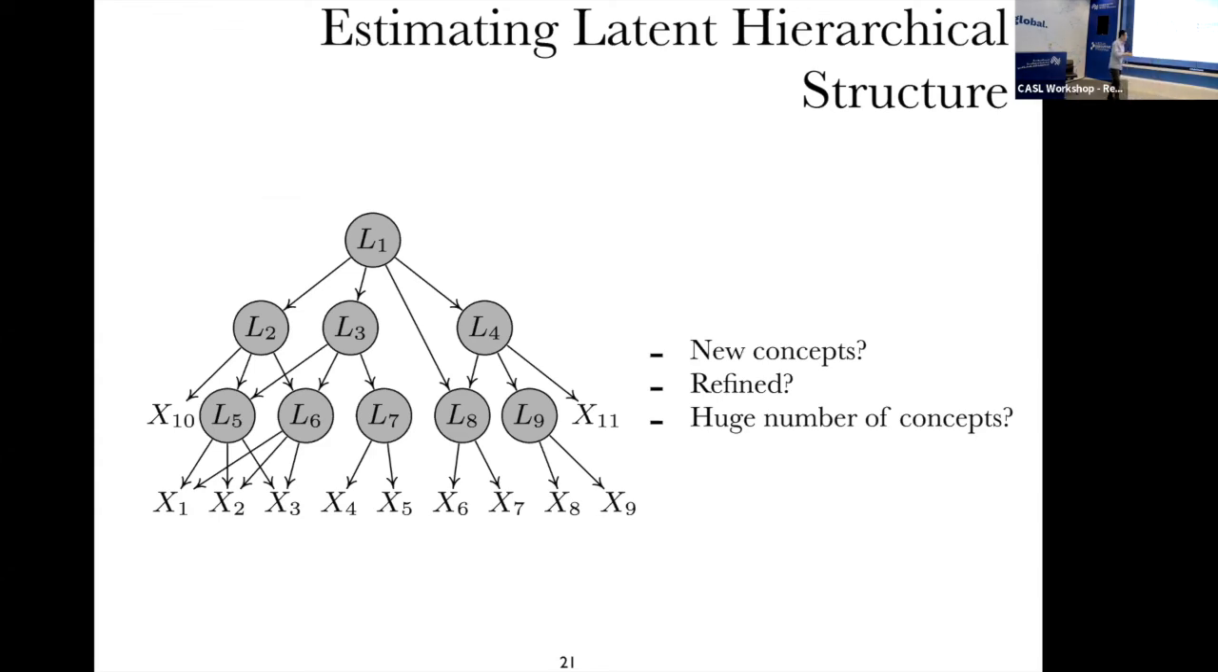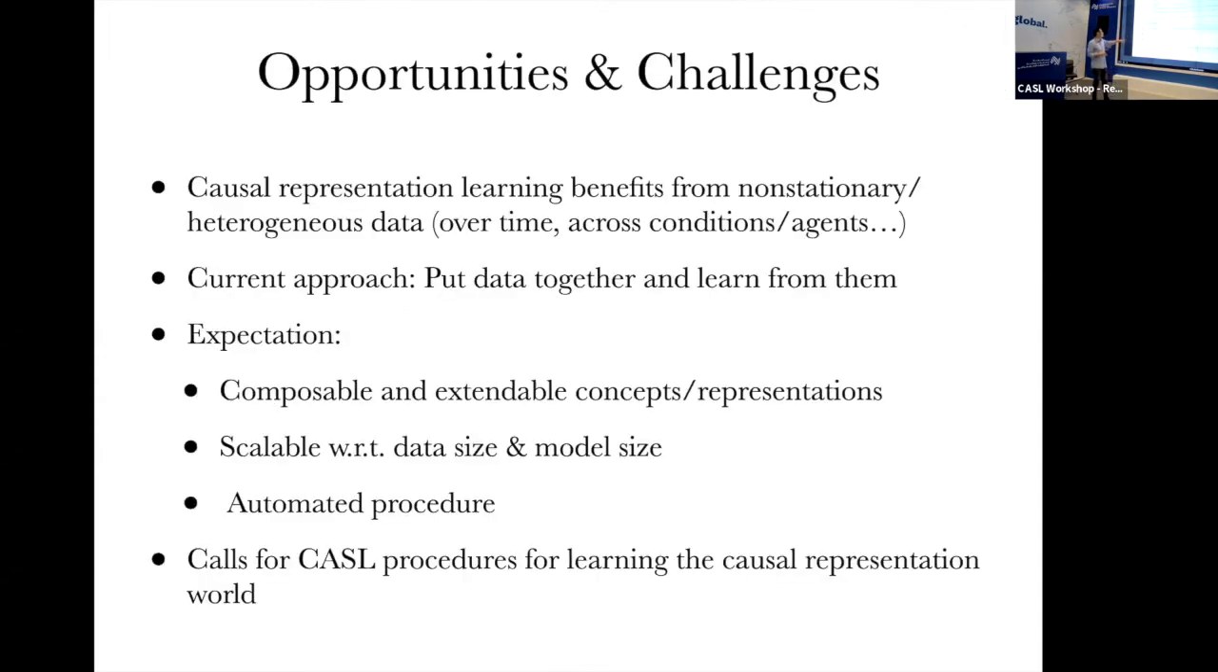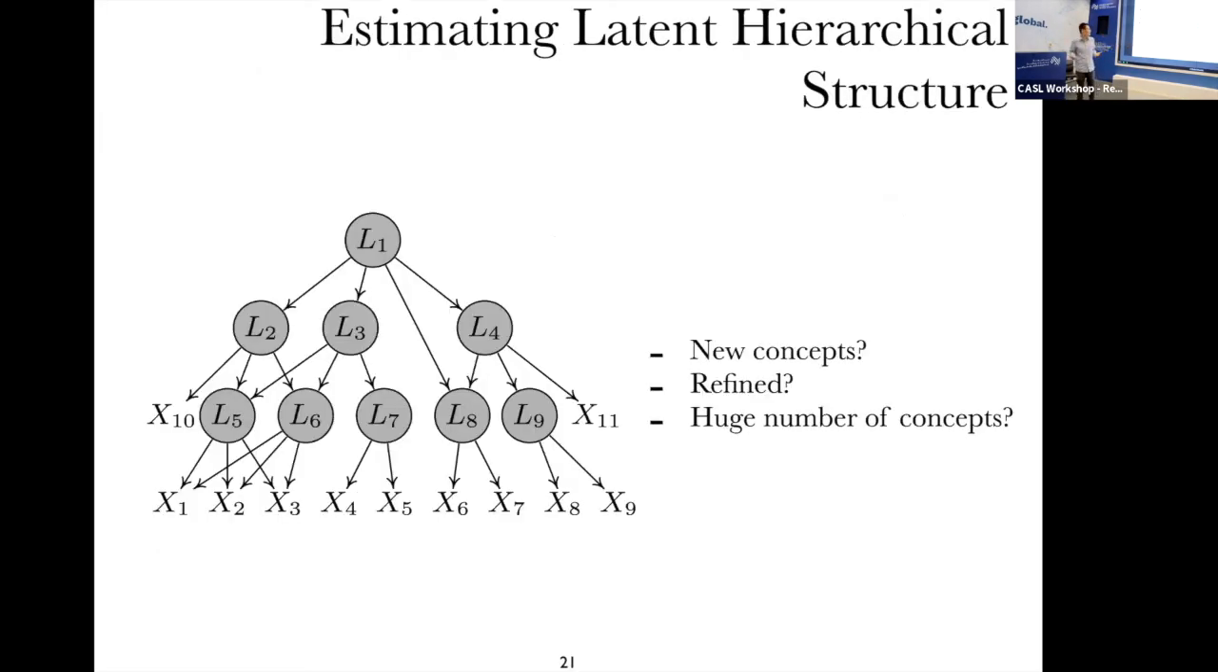So given that, we would like to have certain properties of the learning process and the learning output. Basically, the learned concepts should be composable and extendable. And the learning procedure should be scalable with respect to the size of the data, the dimensionality, and the model size. And we should have an automatic procedure to do so. We are right now looking at this problem. We try to use continual learning and some other ways to deal with the problem.